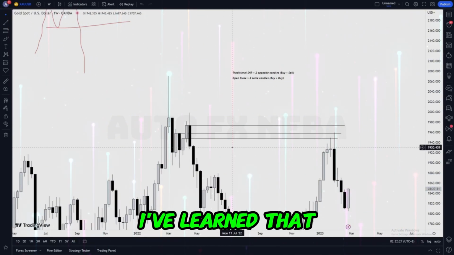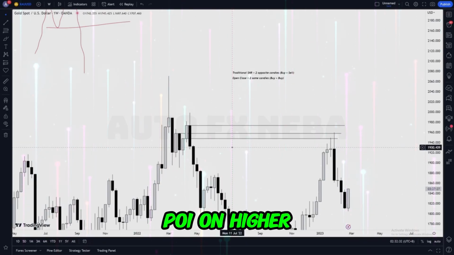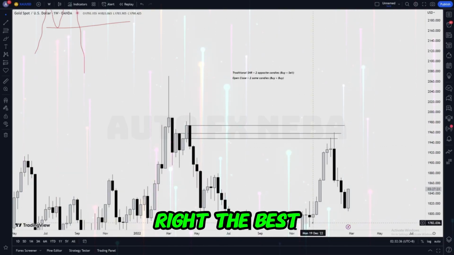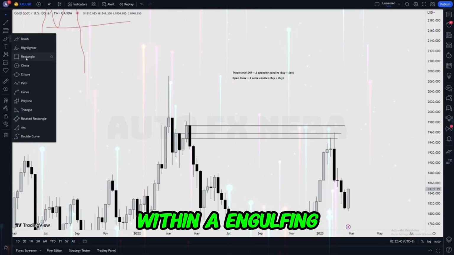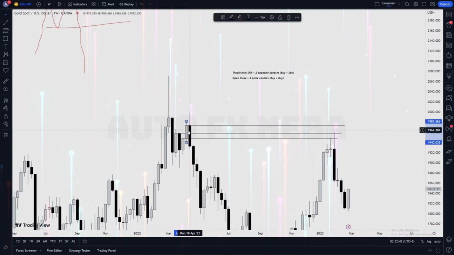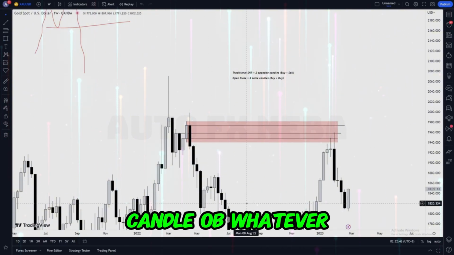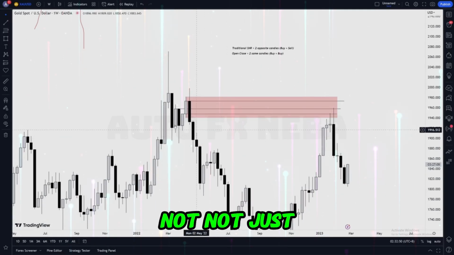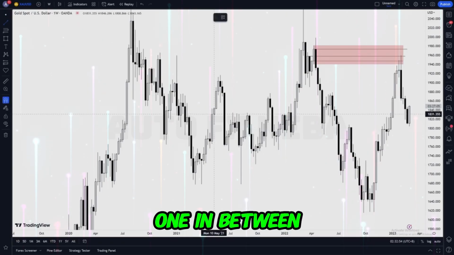Because I've learned that, now write this down, the best open close POI on higher time frame, so we're dealing with monthly, weekly, daily, right? The best open close to deal with is the one within an engulfing candle or OB, engulfing candle, OB, whatever you want to call it. It's the one within there. Not just randomly the ones in between. Yes, like this one is a random one in between, right?